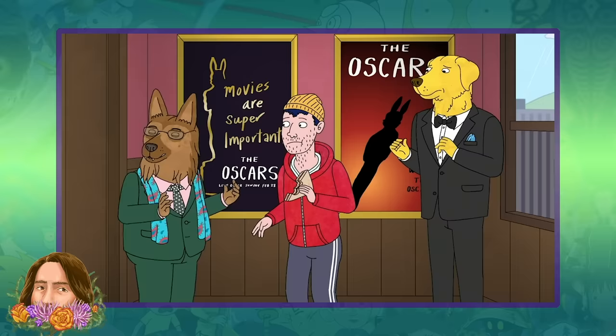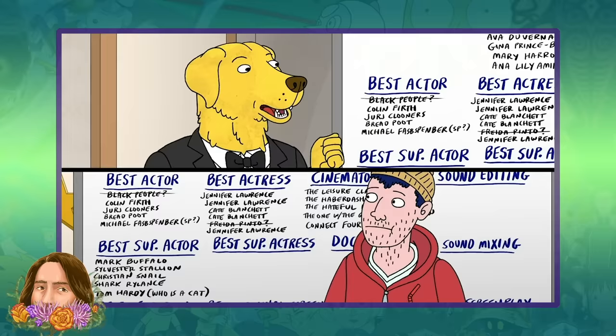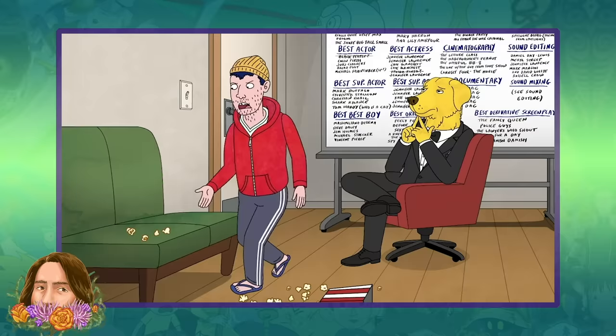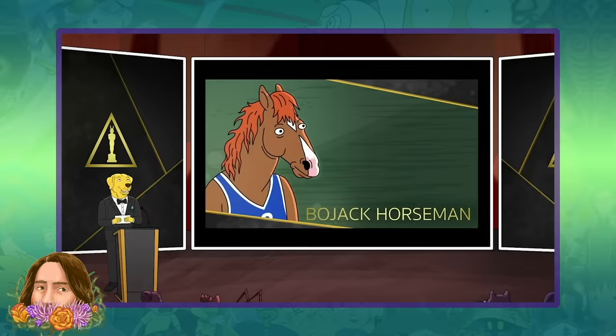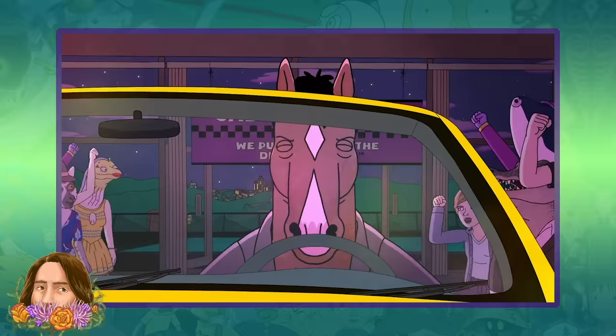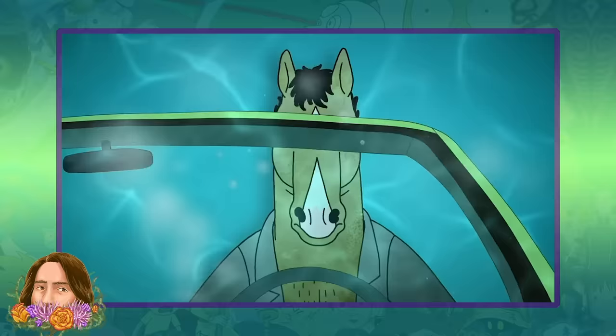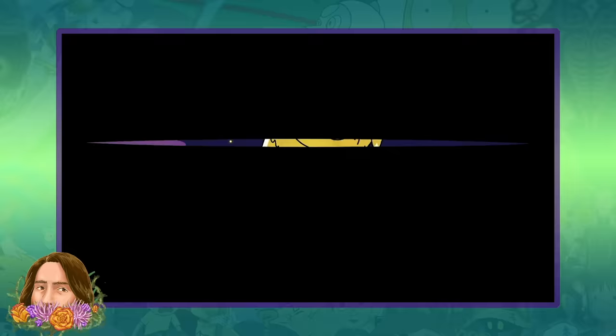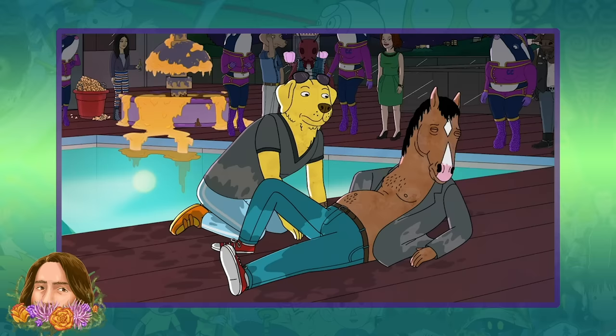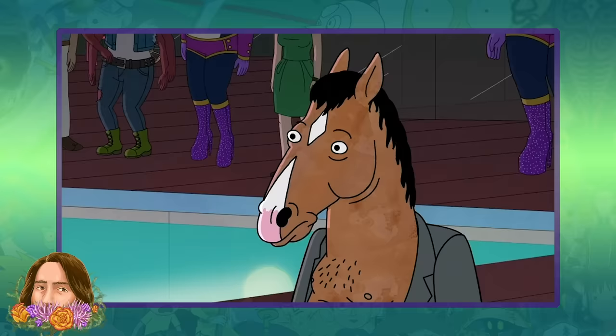Unfortunately, Mr. Peanutbutter also lost the envelope that the nominees were in while chasing down the phone. Mr. Peanutbutter and Todd then decide the nominees themselves, including BoJack being nominated for Best Actor for Secretariat. Unfortunately, BoJack wasn't actually nominated. Mr. Peanutbutter goes to BoJack's celebratory house party to tell him, where he finds that BoJack has crashed his Tesla into his own pool. Mr. Peanutbutter saves BoJack from drowning, gives him mouth-to-mouth, and then informs him that he wasn't actually nominated for an Oscar.